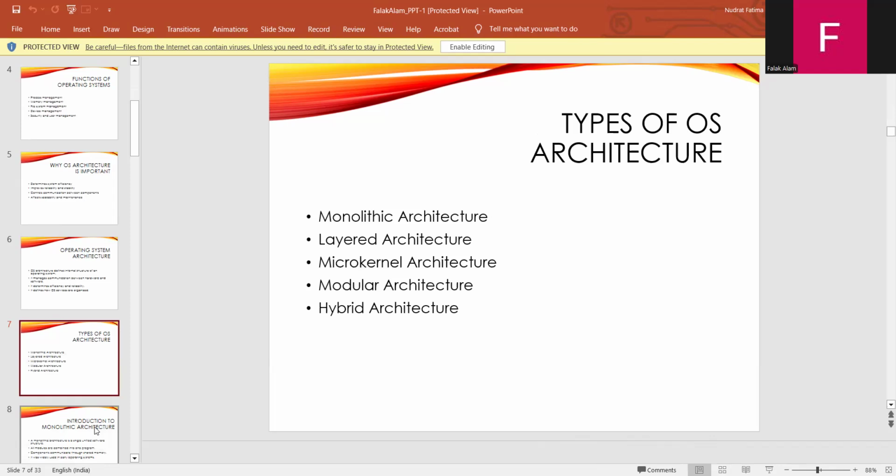The important functions would remain in the kernel only, and remaining services would be used in the user space.